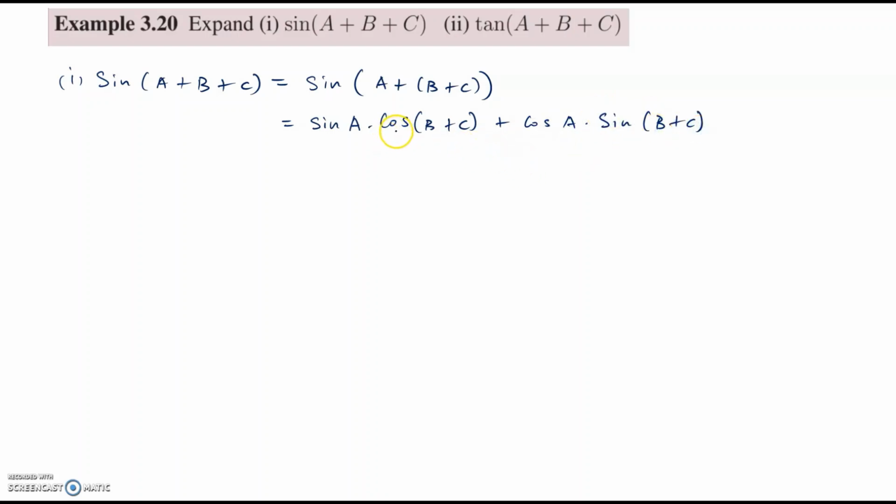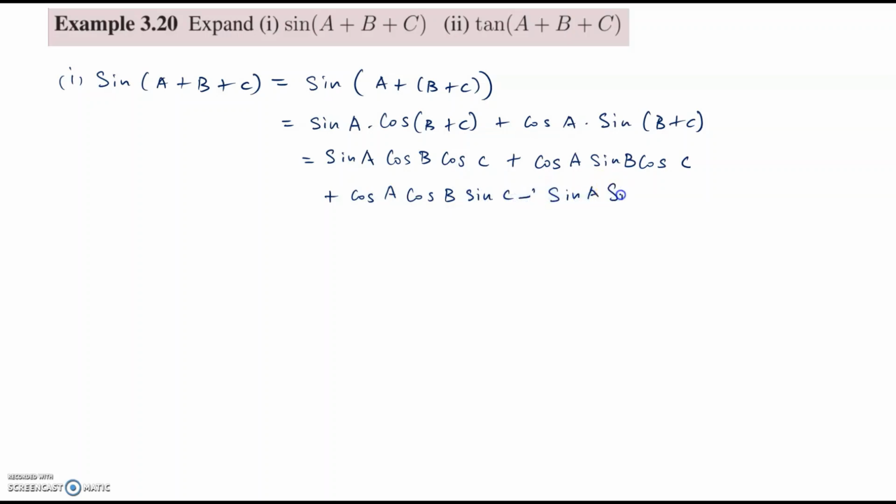Now further, let's apply the formula for cos(alpha plus beta) and sin(alpha plus beta) onto this. So this becomes sin A cos B cos C plus cos A sin B cos C plus cos A cos B sin C minus sin A sin B sin C.